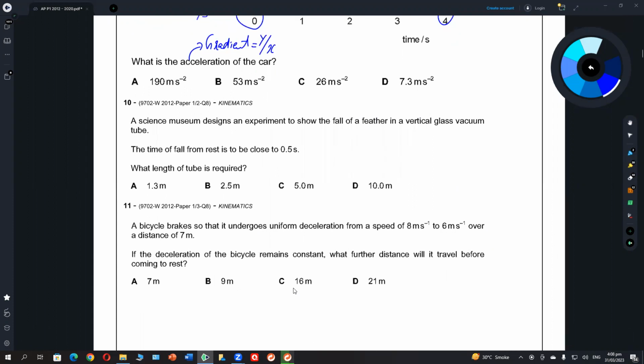A science museum designs an experiment to show the fall of a feather in a vertical glass vacuum tube. Vacuum means no air resistance. So when he says vacuum, acceleration is equal to g. The time of fall from rest is to be close to 0.5 second. So this is t, and u is equal to 0.